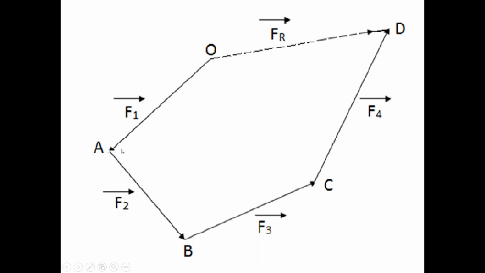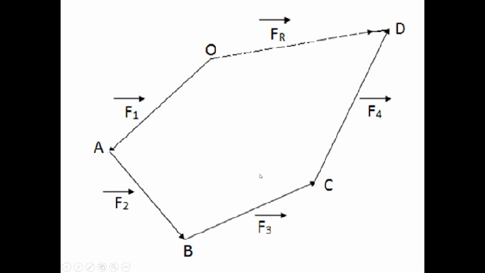Take the second force as the second side of the polygon. Take the third force as the third side of the polygon. Take the fourth force as the fourth side of the polygon. All these directions are in the same order. On this polygon, all the directions are in the same order. F1 bar direction is followed by F2 bar, that is followed by F3 bar, that is followed by F4 bar.